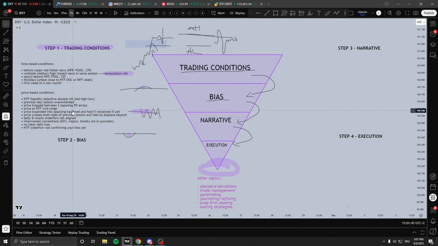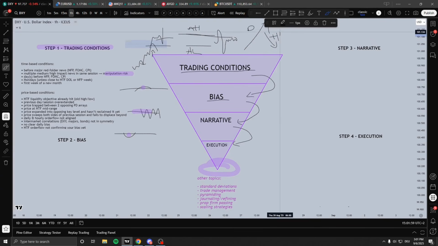What's also a low probability condition is if the daily and order flow are not aligned, meaning, for example, on the daily we are bullish, and on the hourly we are bearish. Daily is bullish, hourly is bearish. Then we do not have the high probability time frame alignment to look for trades.